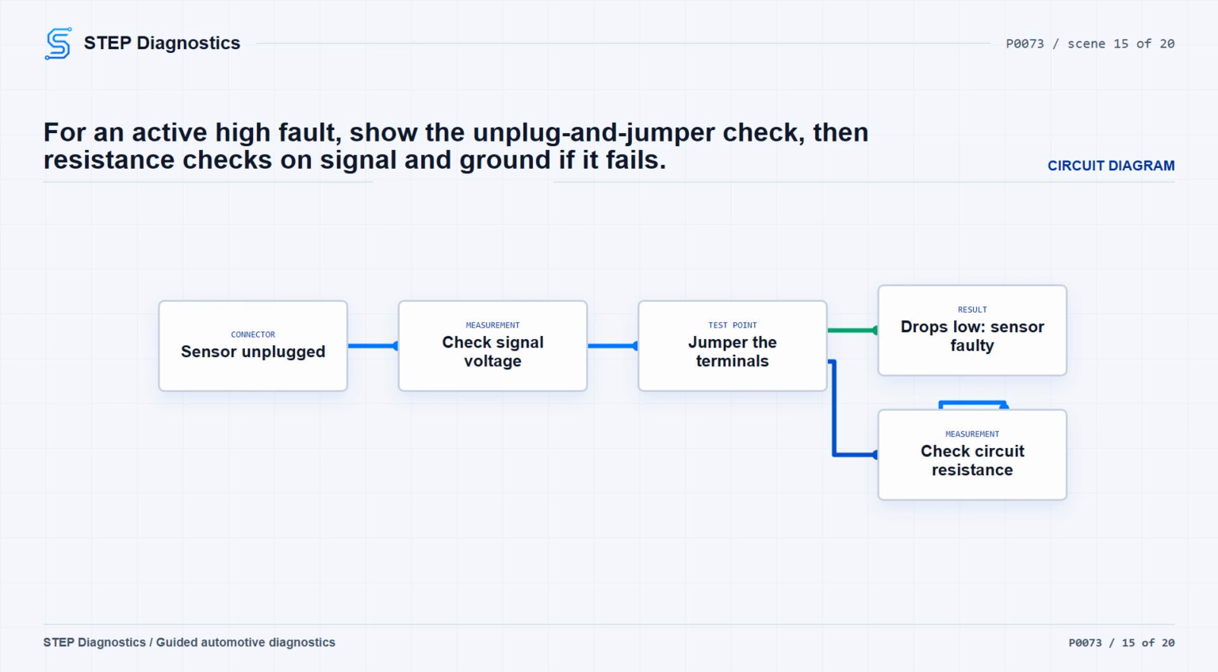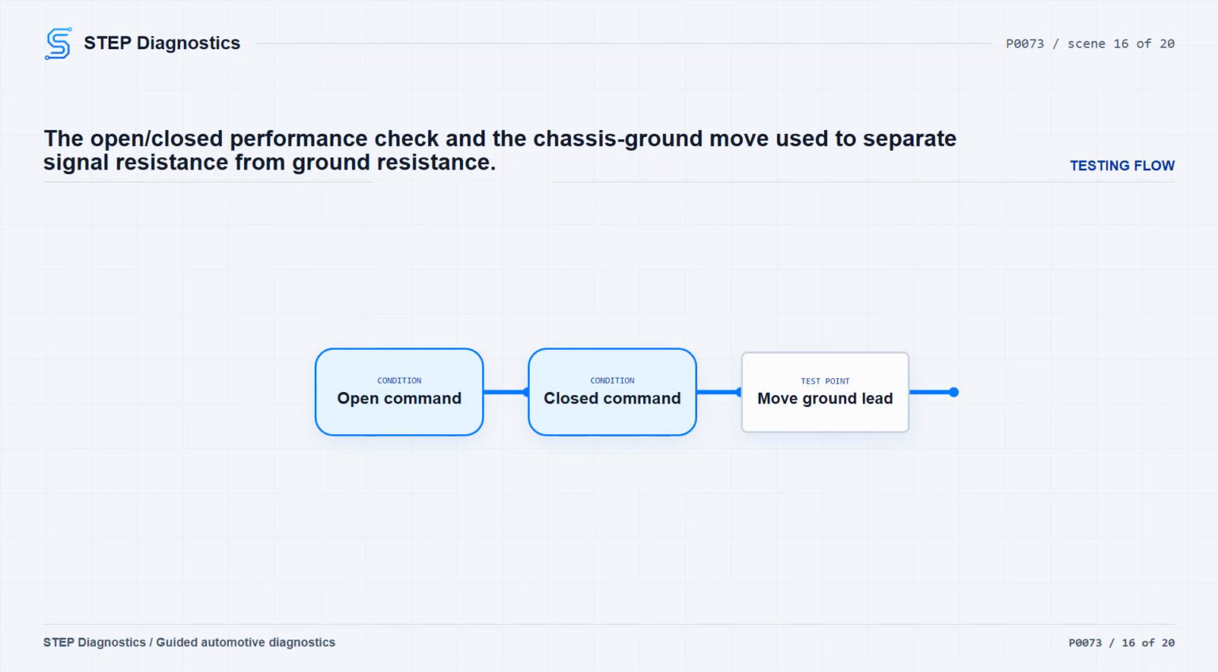If it does not happen, check the temp sensor signal circuit and temp sensor ground circuit resistance. Circuit resistance should typically be less than 5.0 ohms. If either circuit is open or high resistance, repair that circuit. If the circuits test good and the signal is still high, inspect every connector in the path before condemning the ECU.